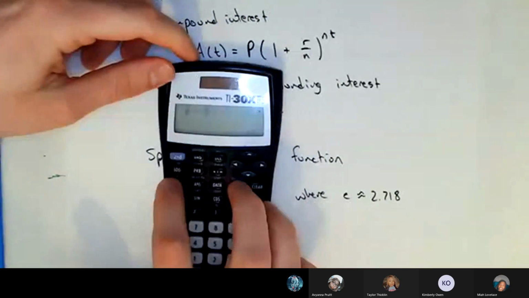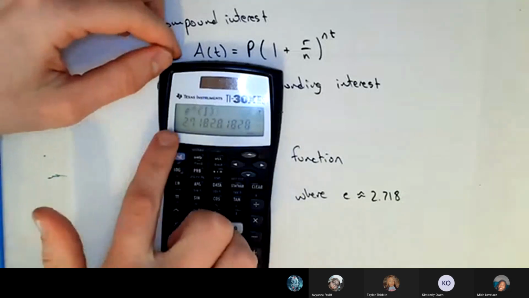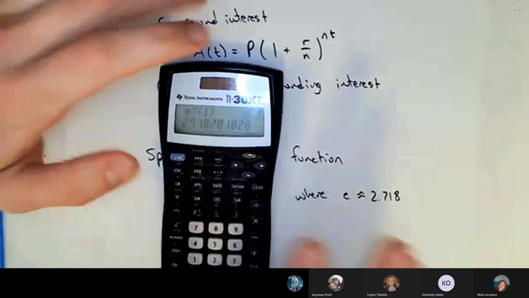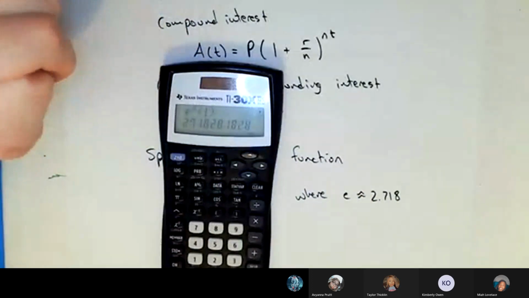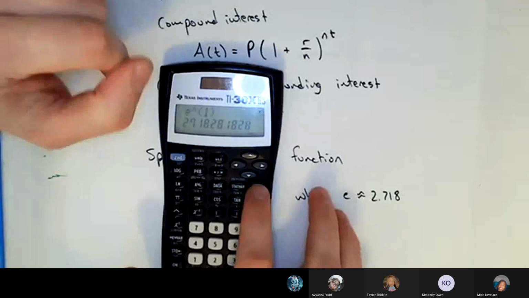You can say e raised to the first power, which would just be e, and it's 2.718281828, etc., etc. It's irrational. It never starts to repeat. It looks like it kind of starts to repeat here, but it doesn't because it's irrational.